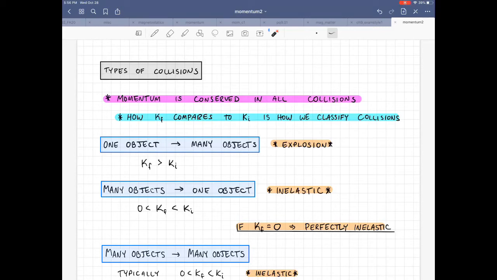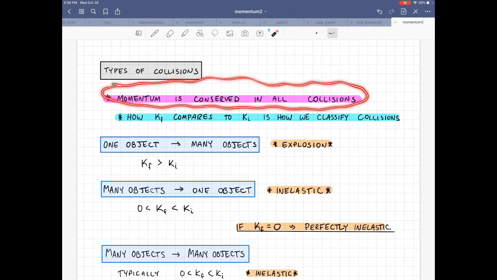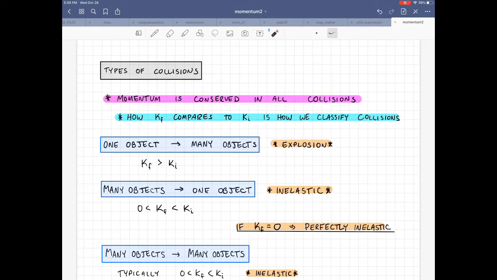All right, now that we know about momentum, we know about impulse, we know if our system is isolated, the total momentum is conserved, that is, the total amount of momentum doesn't change. We're ready to talk about different types of collisions. And the most important thing we want to mention here at the start is that momentum is conserved in all of the collisions that we're going to talk about here.